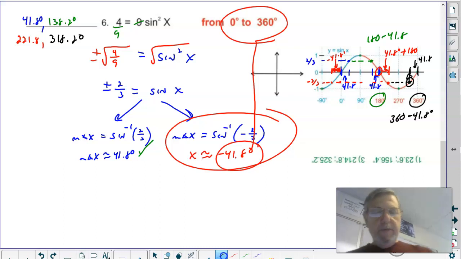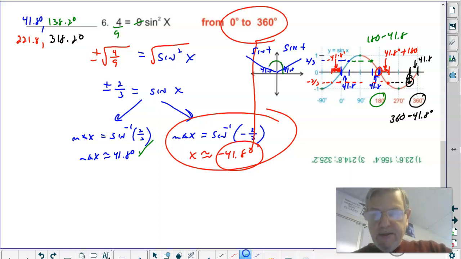Oh, I didn't do the radial view. Let me go ahead and do the radial view, because for some of you, the radial view is easiest. Okay, so 41.8 is right in here. Sine is positive. Where else is the sine positive? In quad 2. So again, the 41.8 is there. So how do you get this angle? 180 minus 41.8, right? And that's what we did. Okay, where was the negative 2/3? Right here, right? This is the negative 41.8.